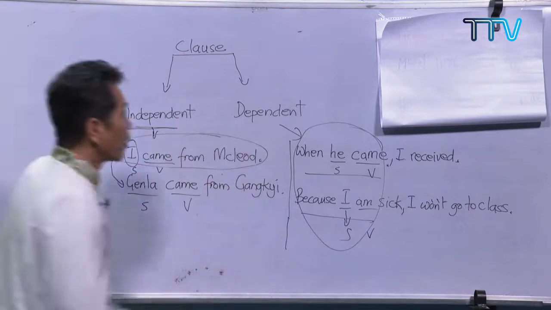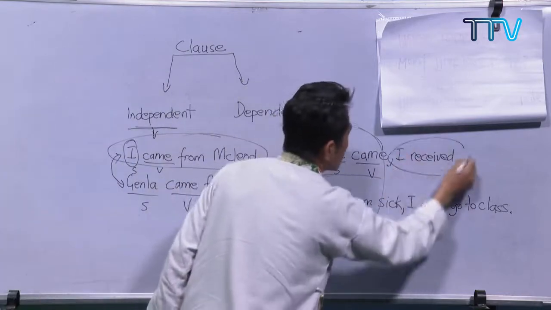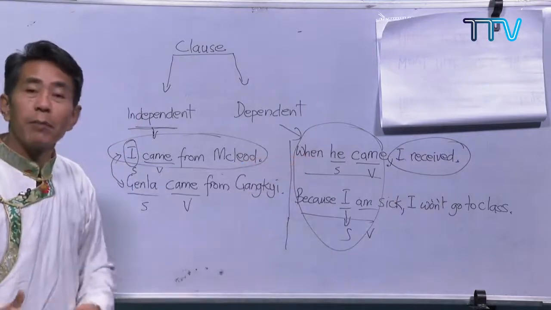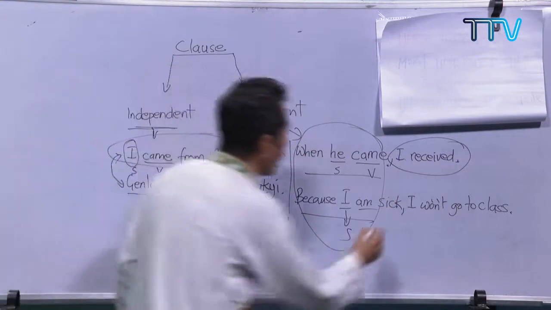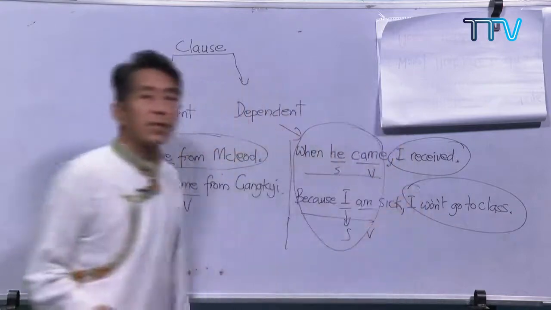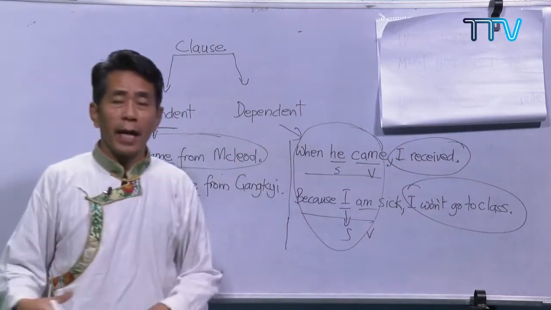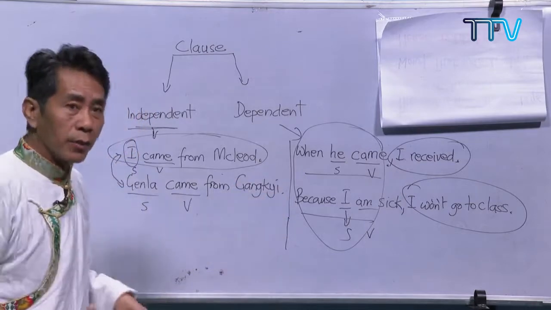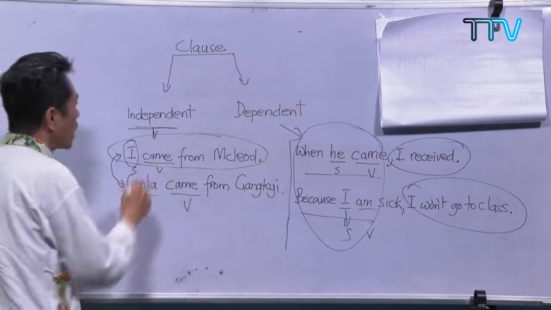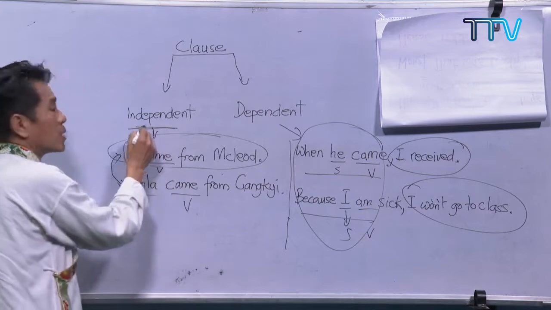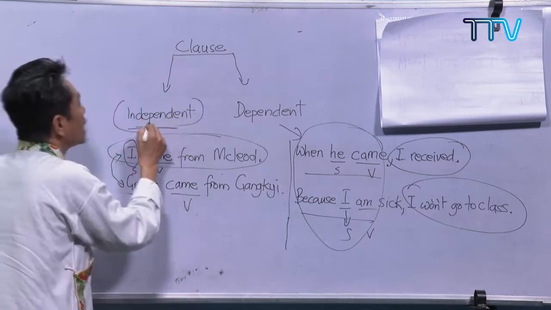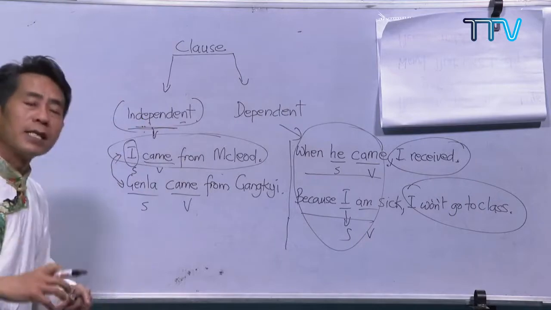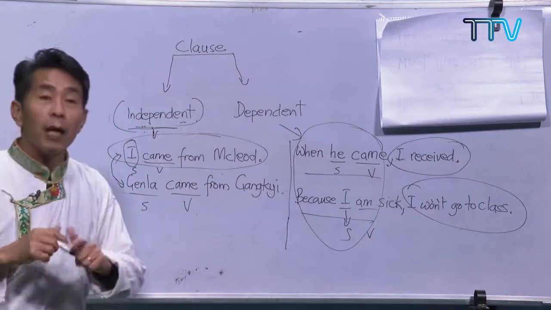Now, this is also an independent clause: "I received." It makes complete sense. "I won't go to class" is also an independent clause because it makes complete sense and does not have to depend on others. You got it? So in a compound sentence, we are just connecting independent clauses. If we have two independent clauses, we join them and then we get a compound sentence.